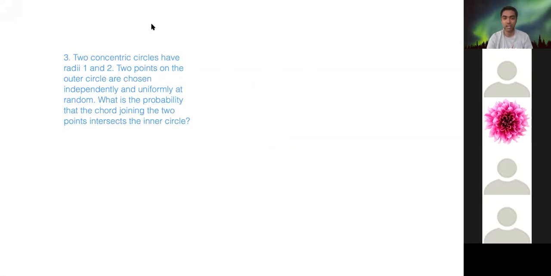Let's start off by, does somebody want to draw some examples of where the 2 points should be such that the chord intersects the inner circle versus doesn't intersect the circle? Can you go over what a concentric circle is first? I don't really understand. Okay, let's start with that.